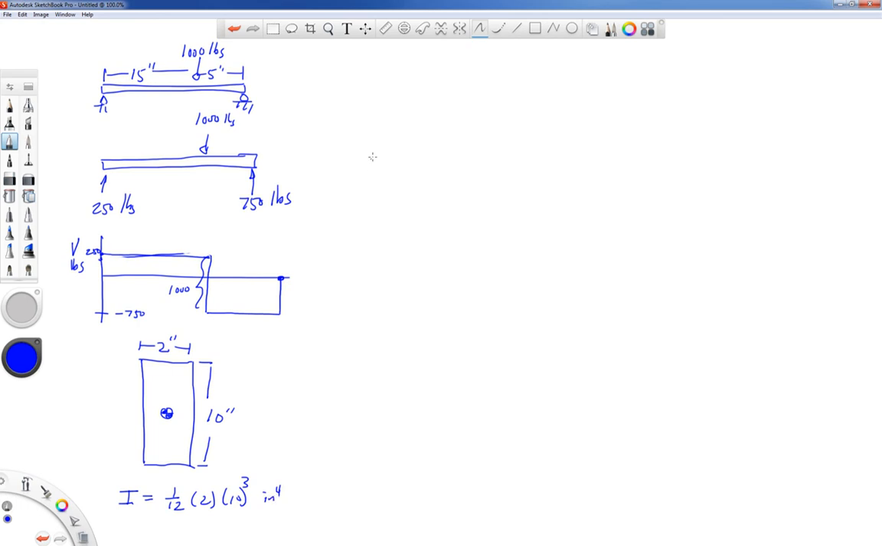We're going to apply our formula. Tau is equal to VQ over IT. Okay, so we already found our I. We need to decide where we want to find the V at. Let's see. Let's do the V over at x equal to 18 inches. So we'll be over here.